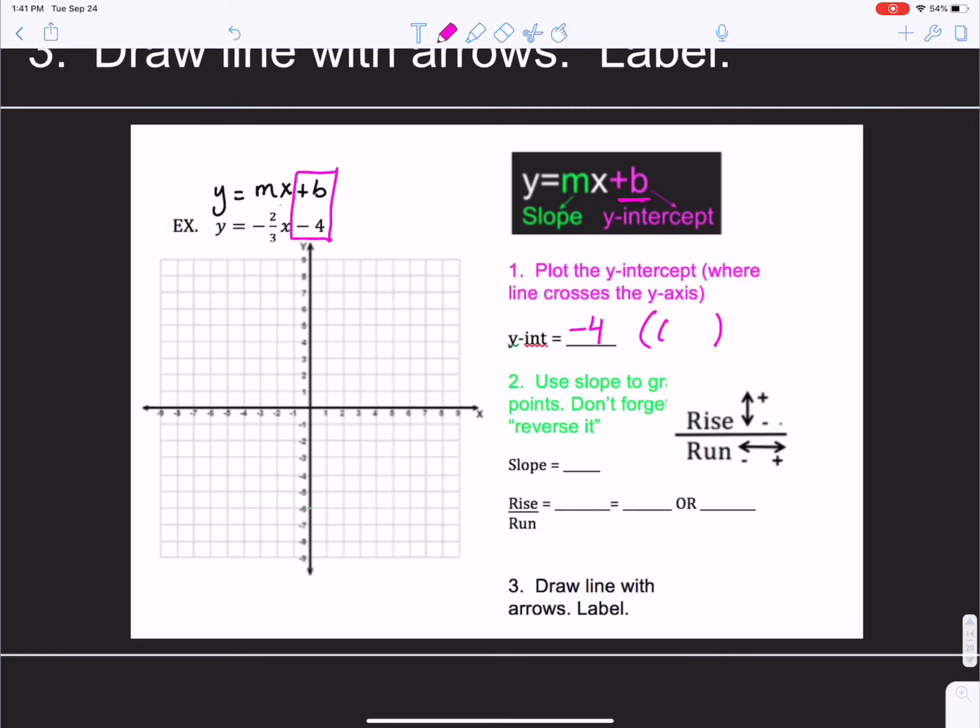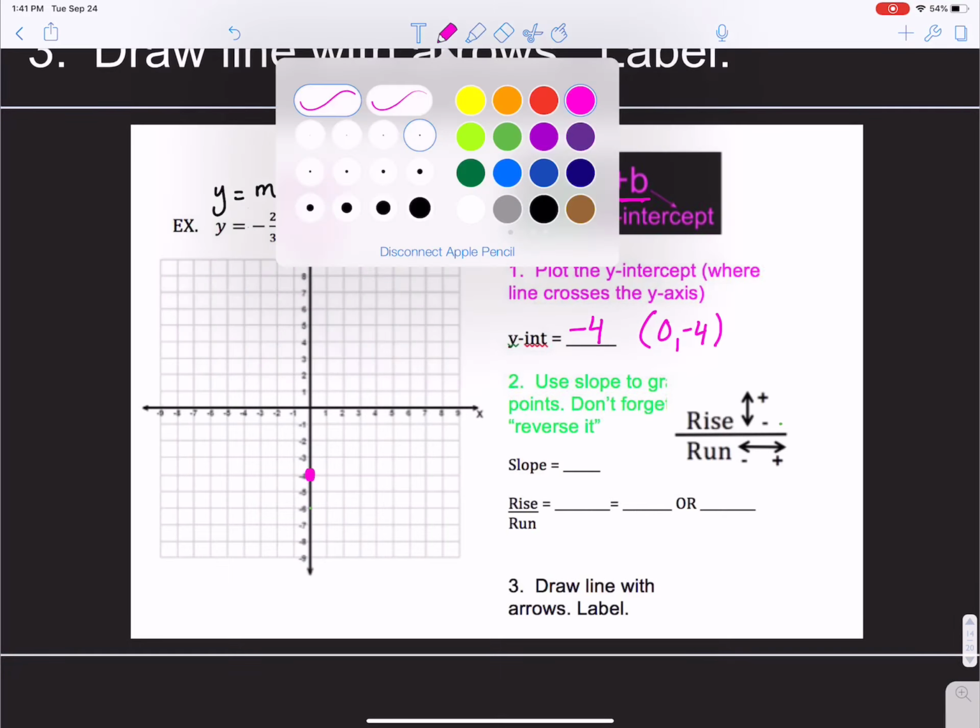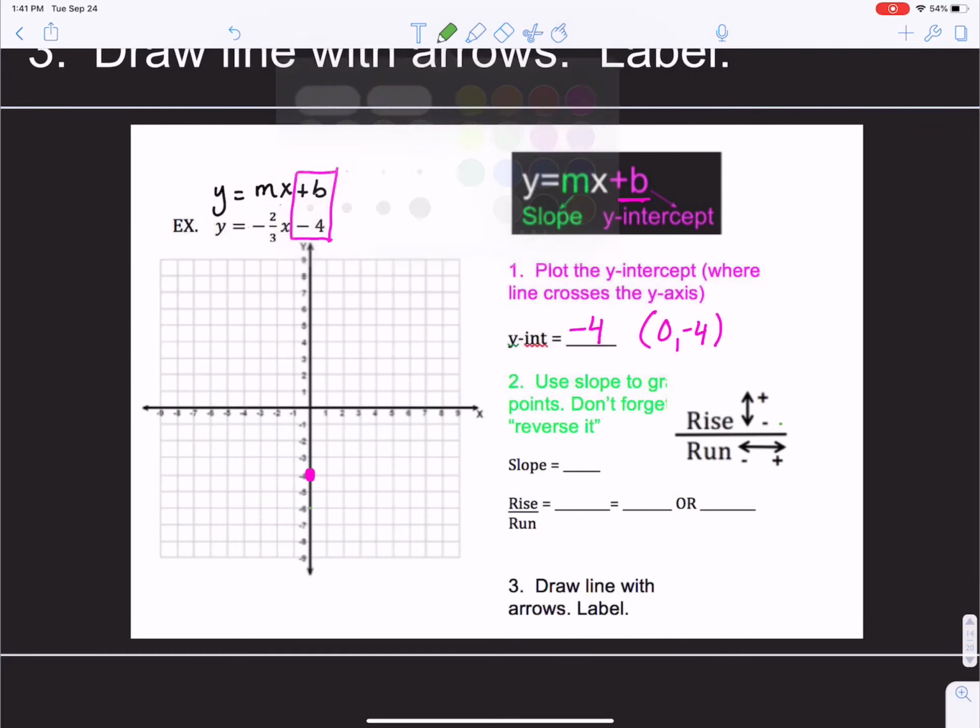Remember, we could write that as an ordered pair, (0, negative 4). And step 1 says for us to plot that on the graph. So on the y-axis, we're going to go down to negative 4 and plot our point. That is the point (0, negative 4). Okay. Step 2 says to use the slope to graph other points.